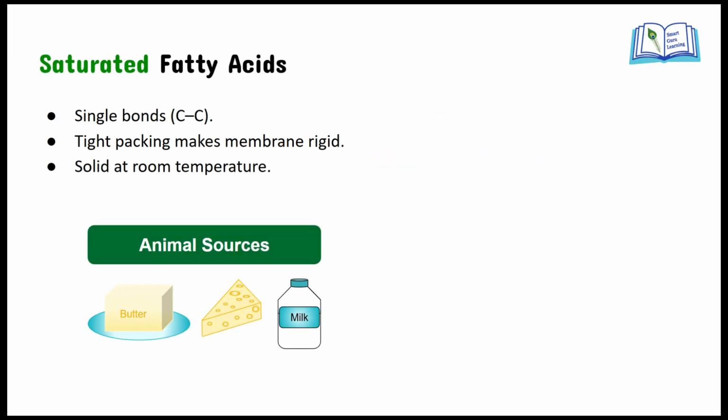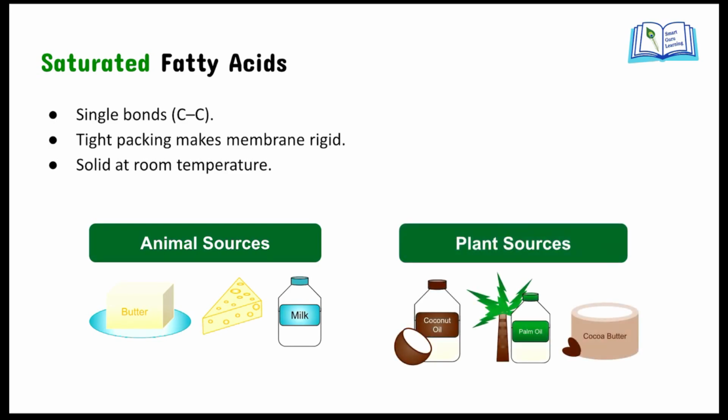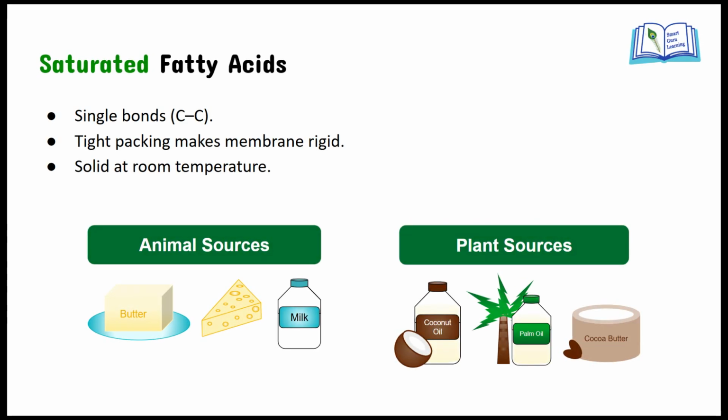Animal sources of saturated fatty acids include butter, cheese, and milk. Plant sources of saturated fatty acids include coconut oil, palm oil, and cocoa butter.